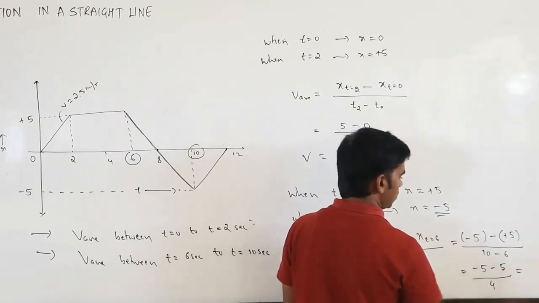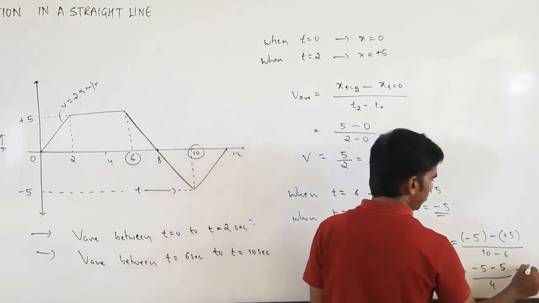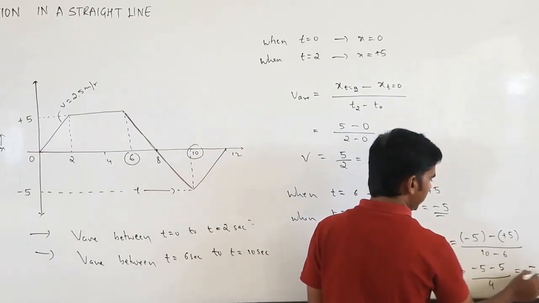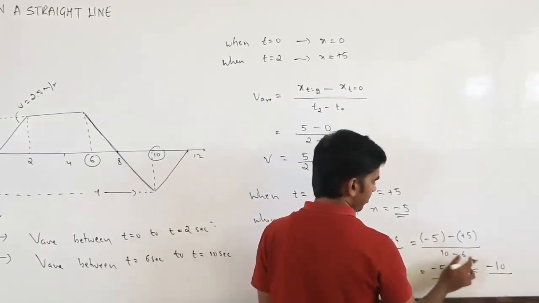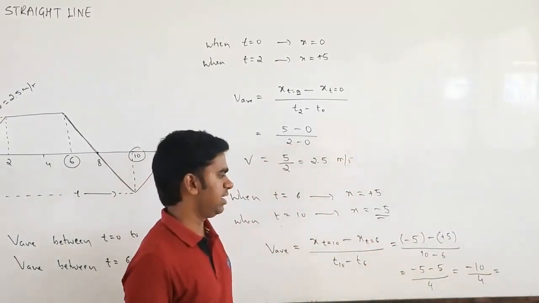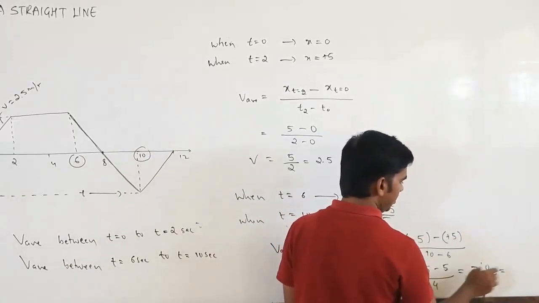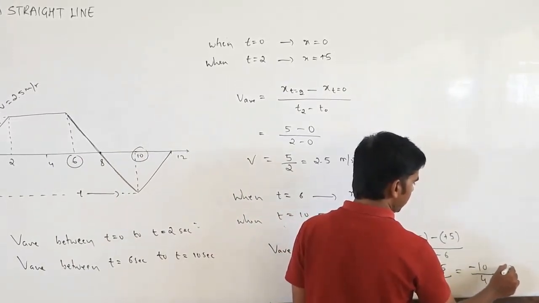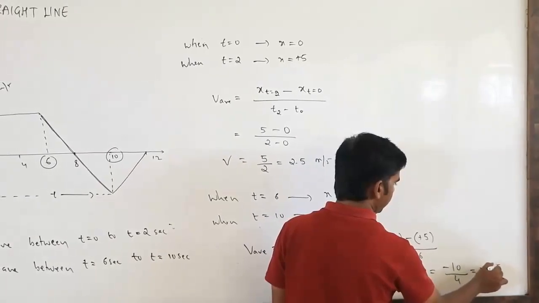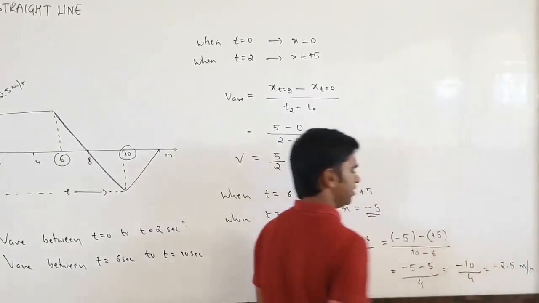So minus 5 minus 5 will become minus 10. And 10 minus 6 is 4, I will write 4 as it is. We are getting a negative sign. Remember, we are getting a negative sign. So minus 10 by 4 means it will become minus 2.5. Okay, minus 2.5 meter per second.